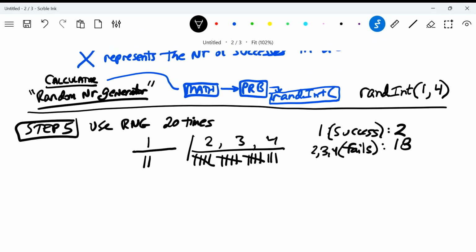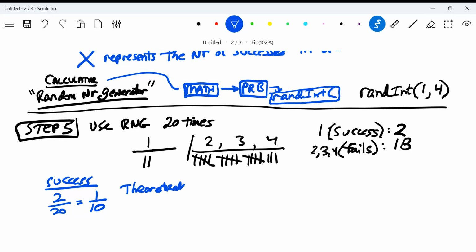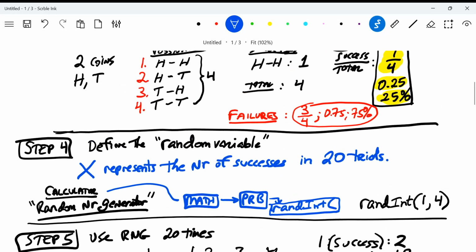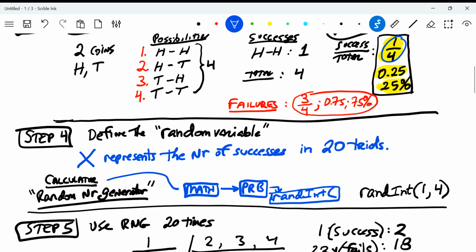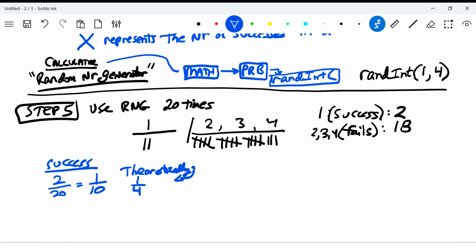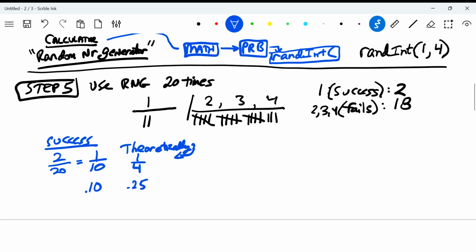Okay, let's write it down here. Success, I had 2 over 20, which is 1 over 10. But theoretically, I should have had 1 out of 4. So 1 out of 10 is 10% or 0.10, and 1 out of 4 is 0.25. That's a pretty significant difference.